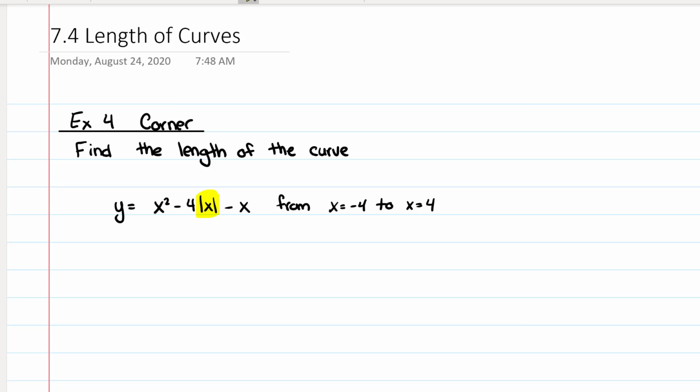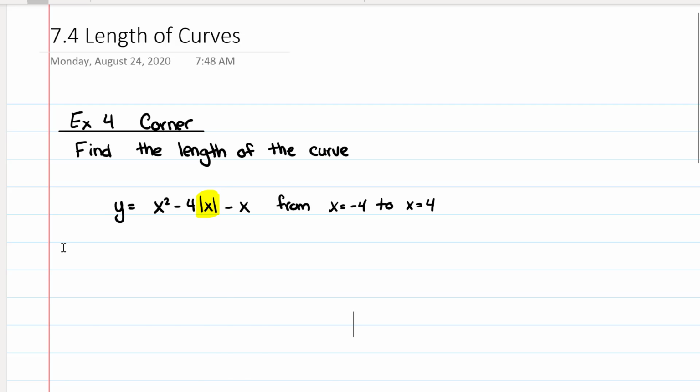So the first thing you're going to want to do is go ahead and graph that to figure out where the corner is. Or you can just actually look at the piece that has the absolute value. Because there's nothing in the absolute value, I know my corner is going to be at x equals 0. If I had like x minus 4 inside the absolute value, it would be at x equals 4. So it just depends on what's inside the absolute value. It's going to tell you the shift on the x-axis.